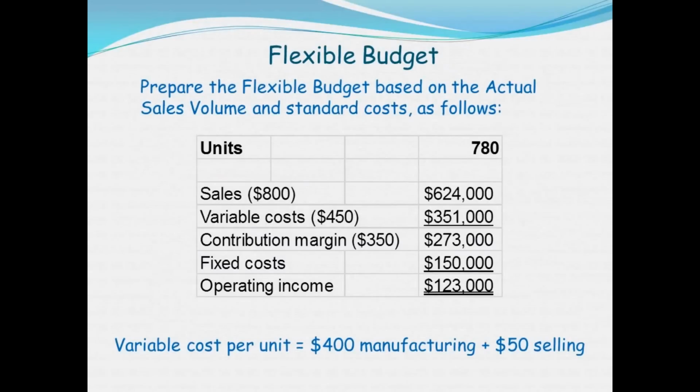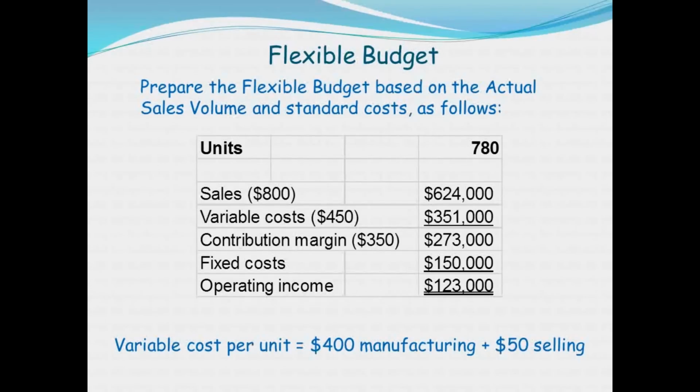This is what we just said on the previous slide. Remember that we thought we were going to have 1,000 units sold, and we only sold 780 units. We expected to sell our units this period at $800 per unit. That was our standard. We expected to sell 1,000 units at $800, which got us $800,000 in sales. So based upon $800 a unit, we would have expected 624,000 in sales.